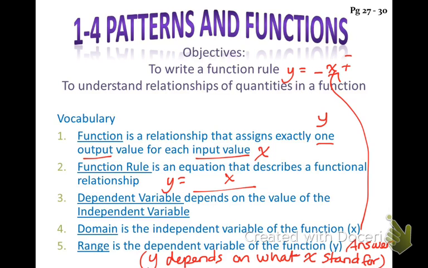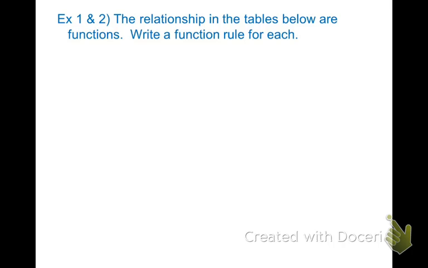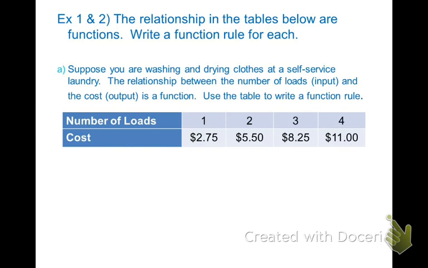Alright, so let's go over some stuff. Okay, so let's look at example 1 and 2. Right now I have A up here. Suppose you are washing and drying clothes at a self-service laundry. The relationship between the number of loads, input, that would be your x, and the cost would be y. So the cost depends on how many loads you got.